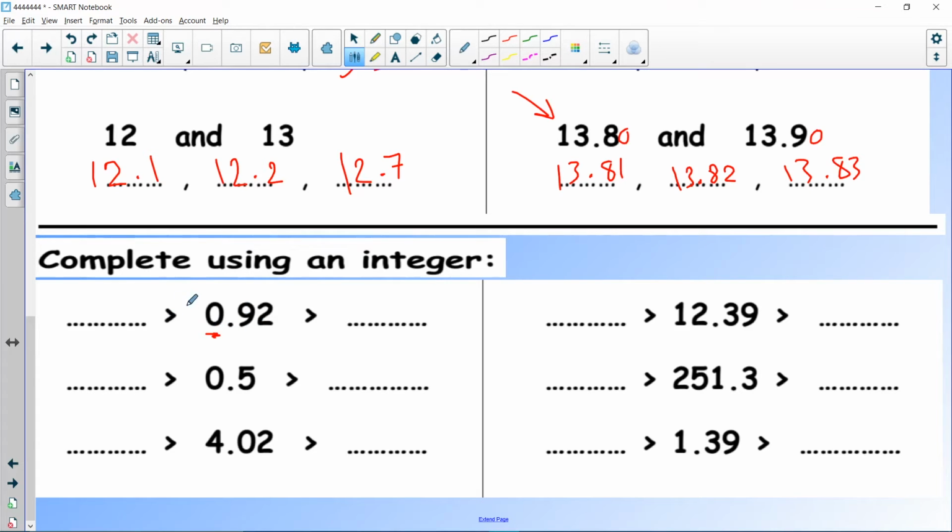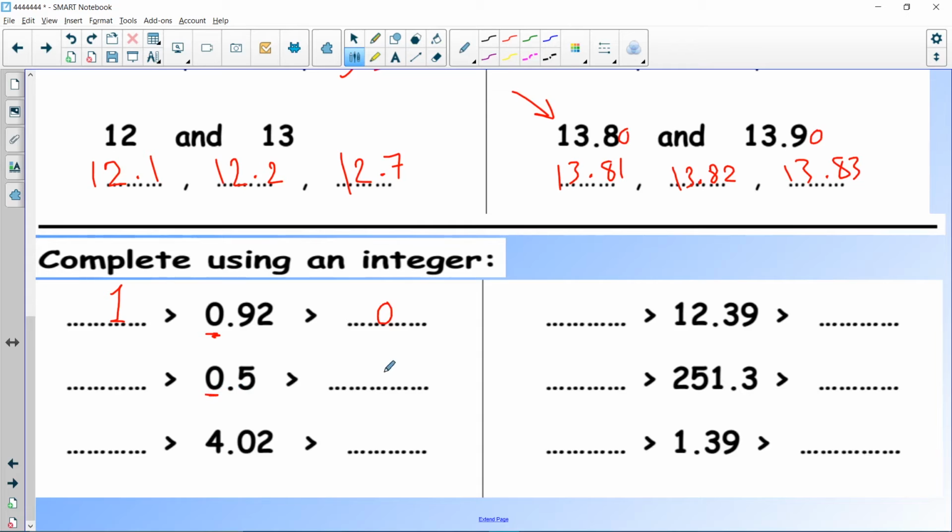The mouth of our fish is here. Then the greatest number or the greatest digit will be here. And the fish mouth not here. Then the smallest digit will be here. So we can write 0 here. 0 is smaller than 0.92. Add on this 0, 1 comes 1, and 1 is greater than 0.92. So we can say 0.92 is greater than 0 and smaller than 1.